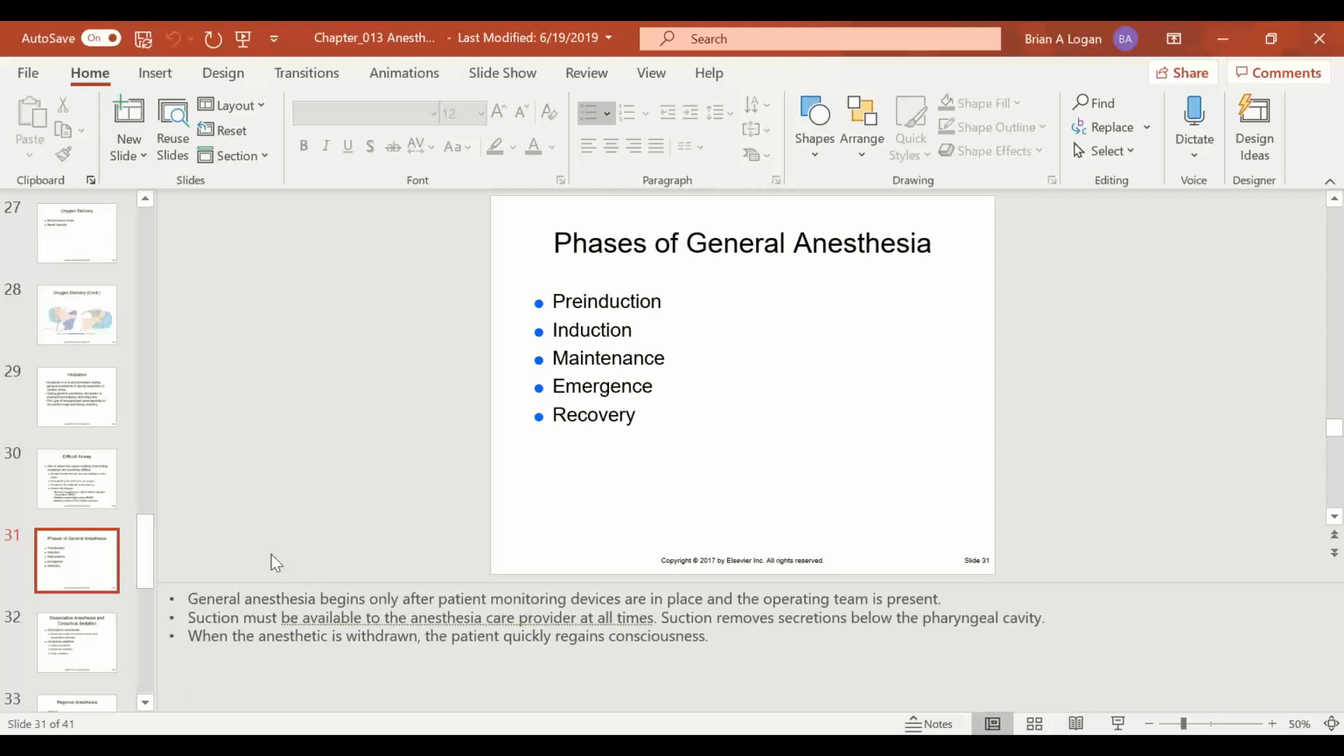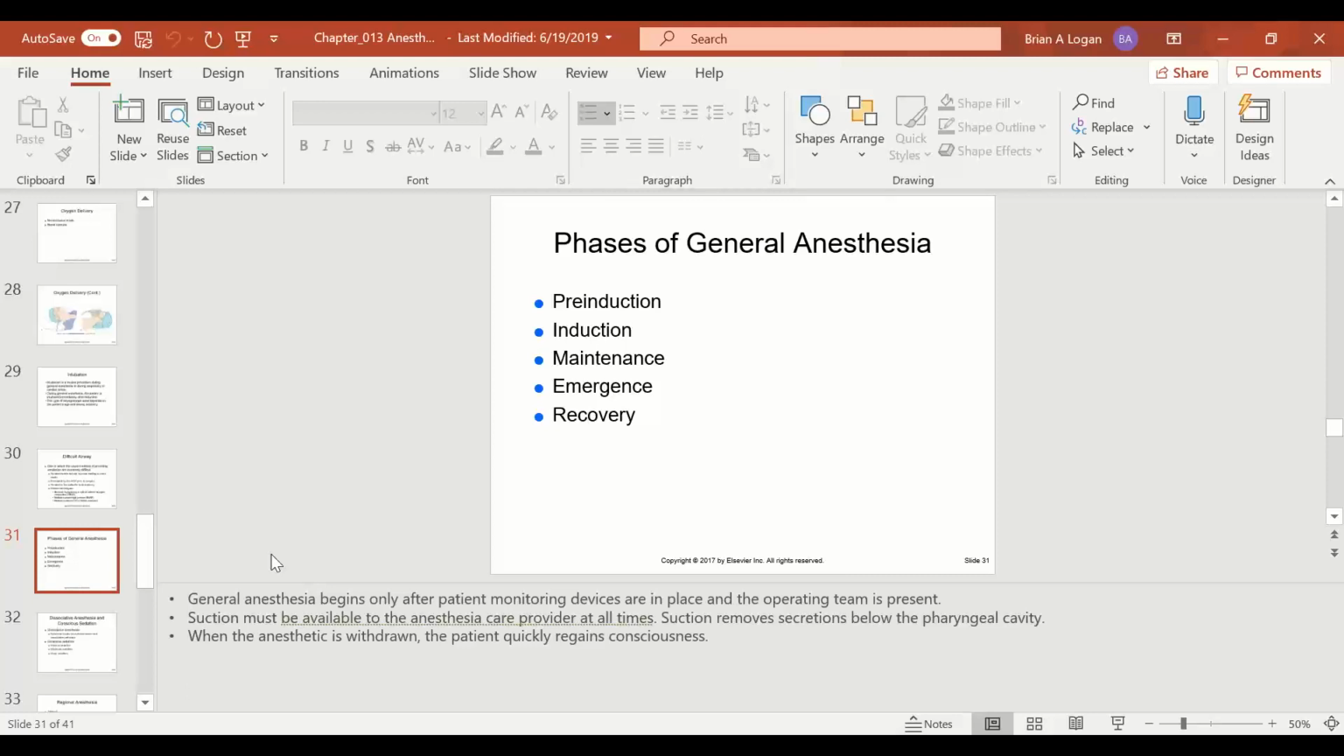Emergence is when you're waking up. We're extubating you, taking the tube out. You're starting to wake up, and then recovery happens over in the PACU, where you're regaining your consciousness. You're awake. You're getting your memory back, and the things that you don't remember are because of the amnesia-type drugs and stuff like that.